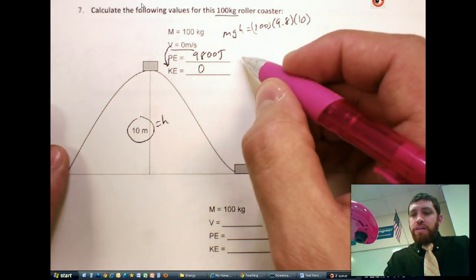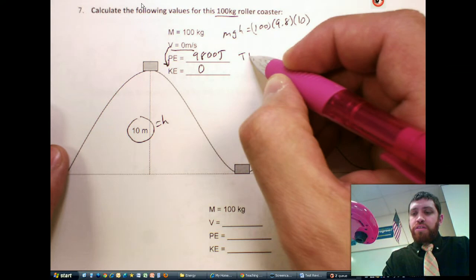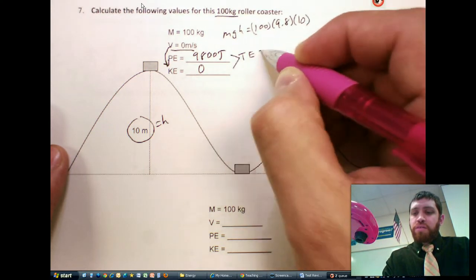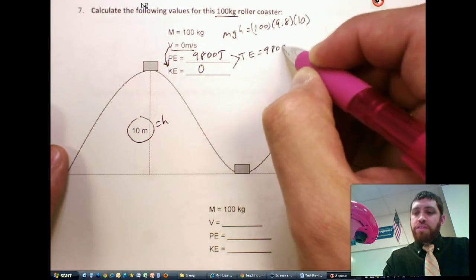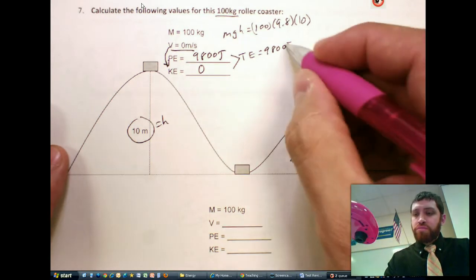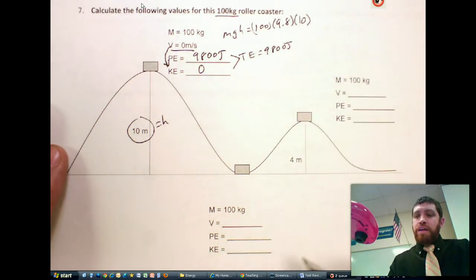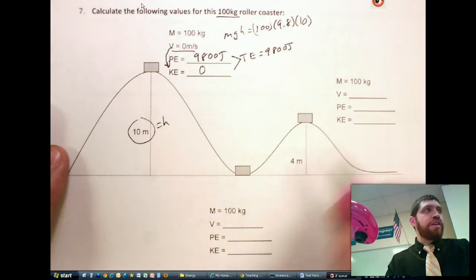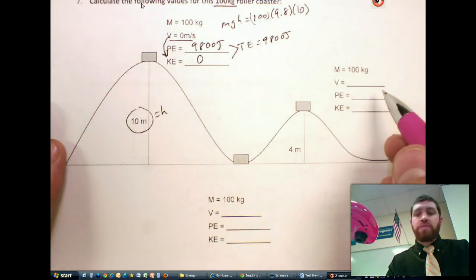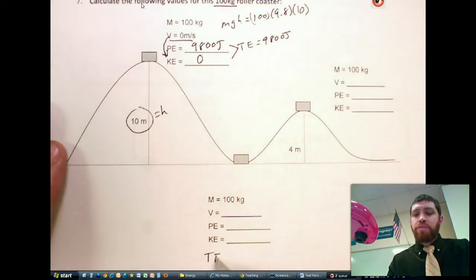All right. The total energy is the addition of these two. 9,800 plus 0 is 9,800 joules. Total energy. And that's going to be the same total energy for the other 2 points. Even though it doesn't have total energy, you might want to write it down here just to tell yourself. Total energy is 9,800 joules.